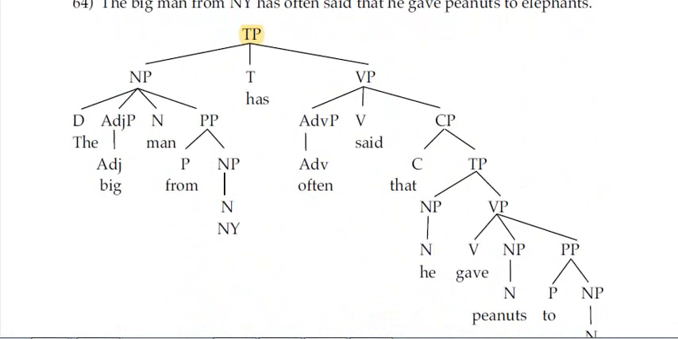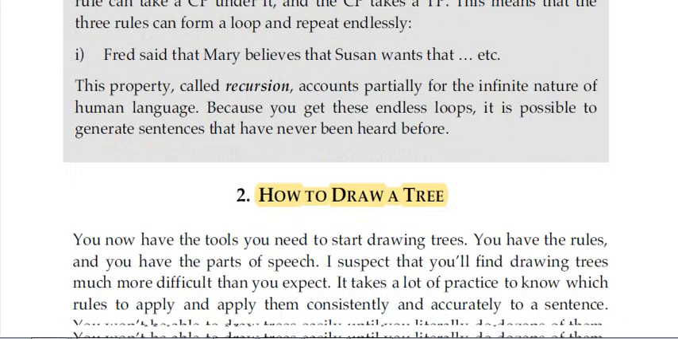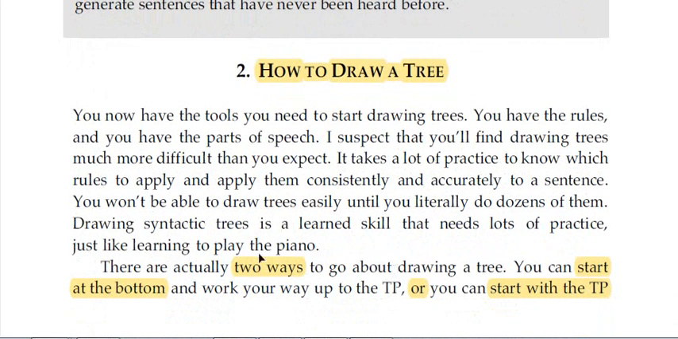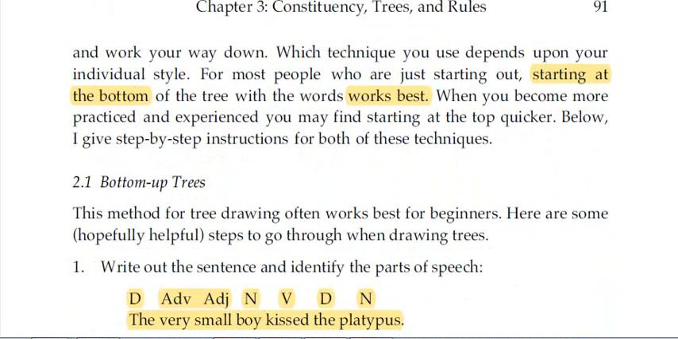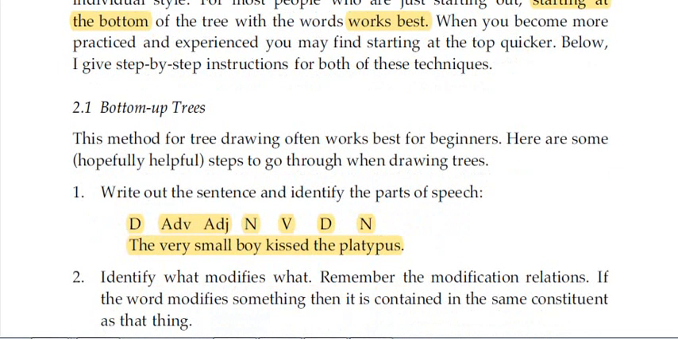Okay, so now how to draw the tree? Bagaimana cara menggambar pohonnya? So you have two ways to draw the trees. You can start from the bottom, or you can start from the top. But it is said that starting at the bottom will work best. Jadi menurut Carnie di sini yang lebih mudah itu menggambar dari bawah. So how to draw from the bottom up trees, jadi dari paling bawah dari the words sampai ke TP nanti.